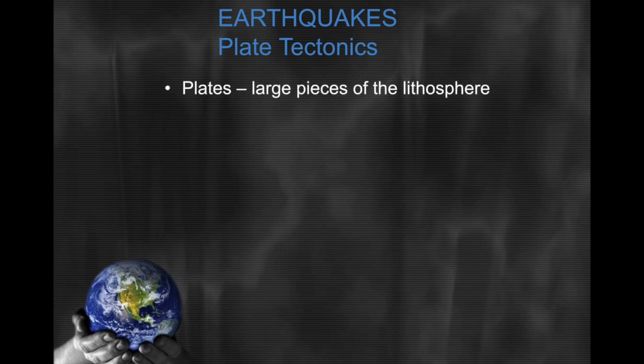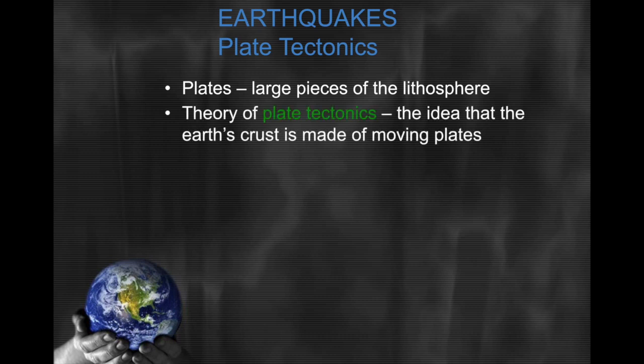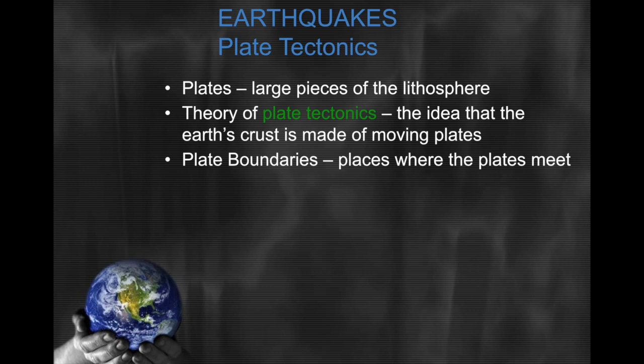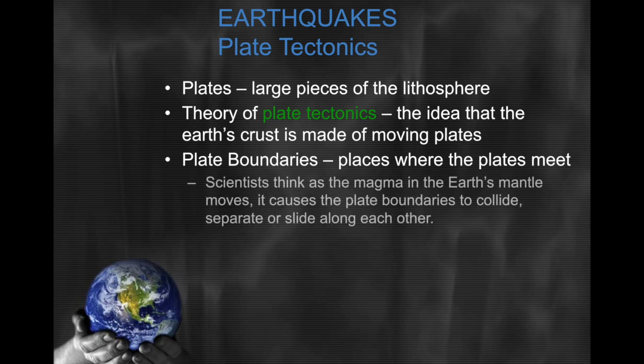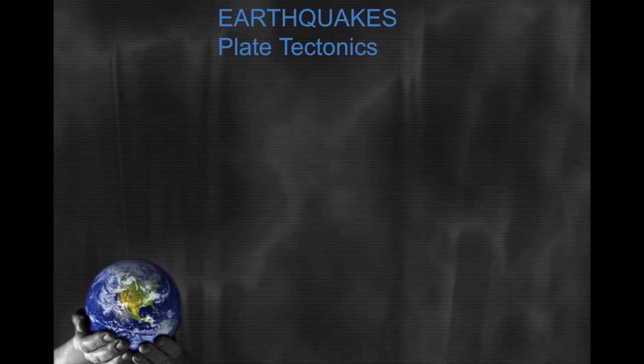So plates are large pieces of the lithosphere, if you remember. And if we recall the theory of plate tectonics, that was the idea that Earth's crust is made of moving plates. And there are plate boundaries, and this is where the plates meet together. Scientists think that as the magma in the Earth's mantle moves, it's like a slowly moving river, and it causes the plate boundaries to collide or separate or slide along each other, right? So that's how we get the convergent, divergent, and transform plates.